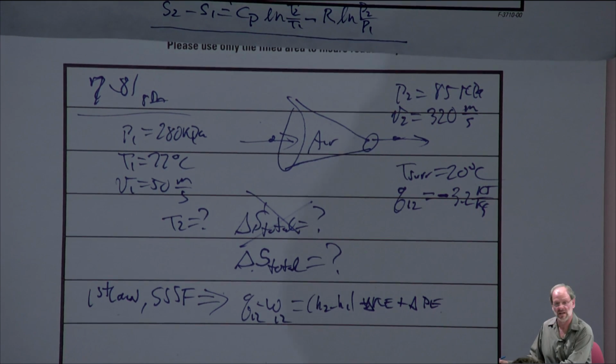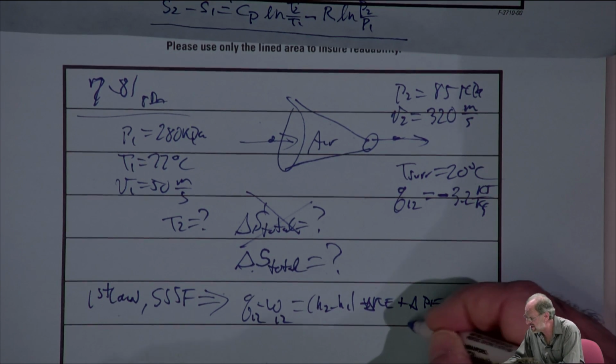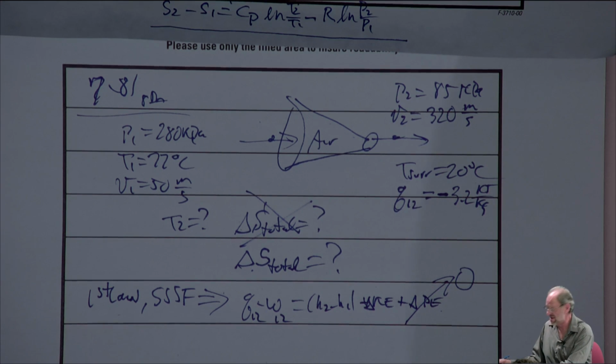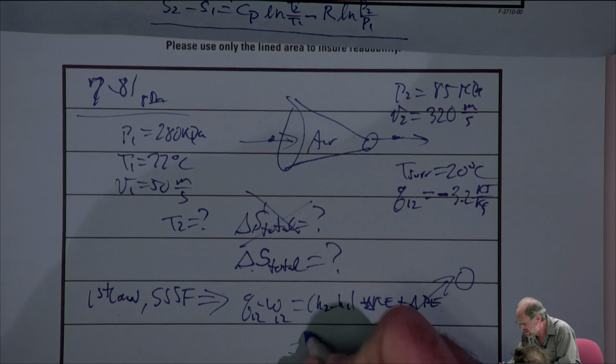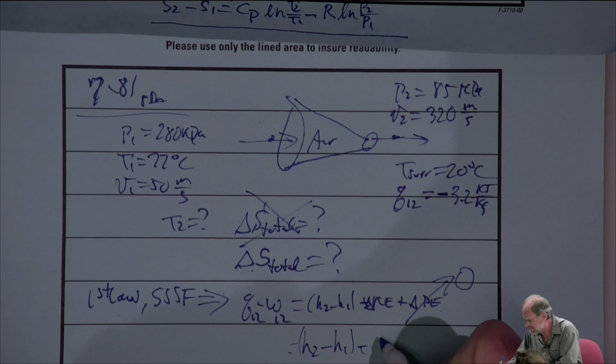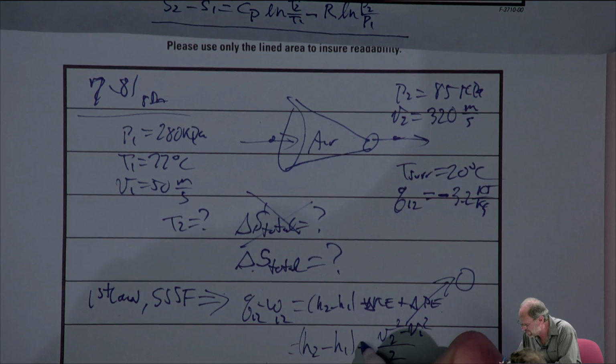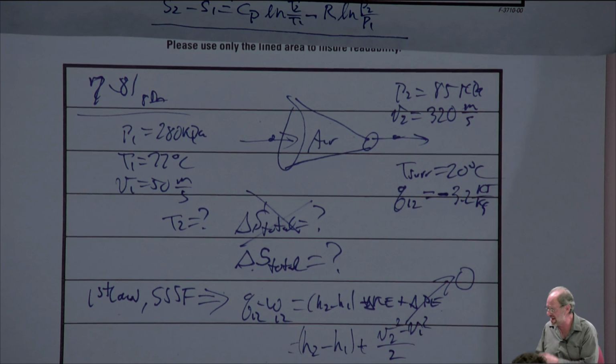Now, we can neglect the potential energy change, but we certainly cannot neglect the kinetic energy change. I mean, we're given velocities, so if you're given velocities or enough information to find velocities, you certainly don't want to neglect the kinetic energy change. So I'll write that out. So enthalpy change plus, and this will be V2 squared minus V1 squared over 2. Now remember, this is specific. It's on a per unit mass basis, so there's no mass term in there.